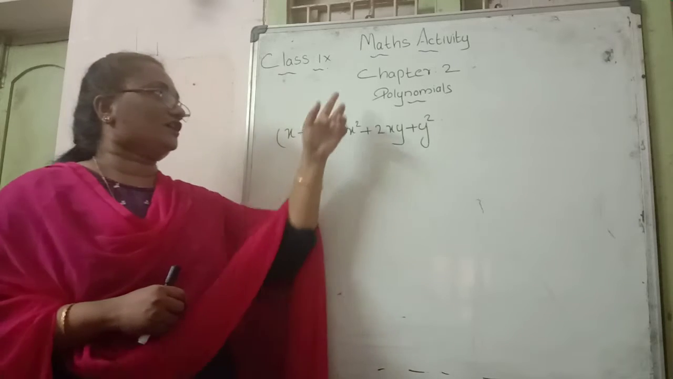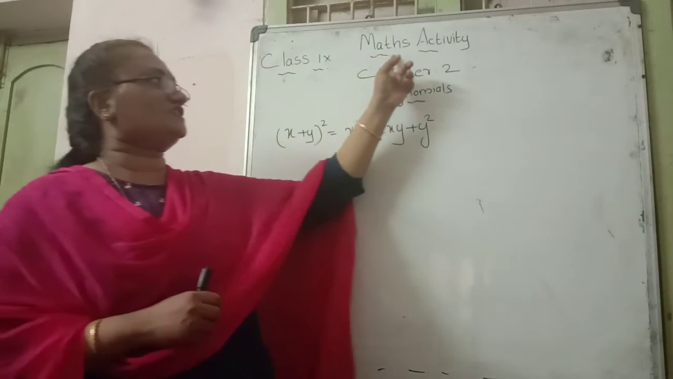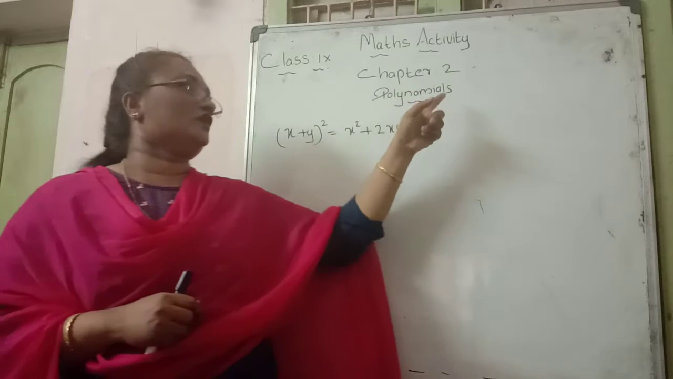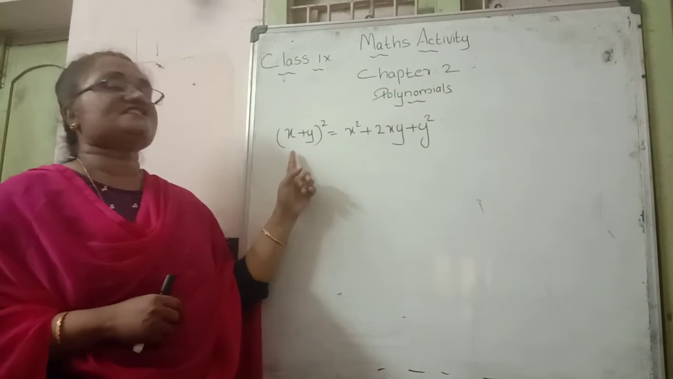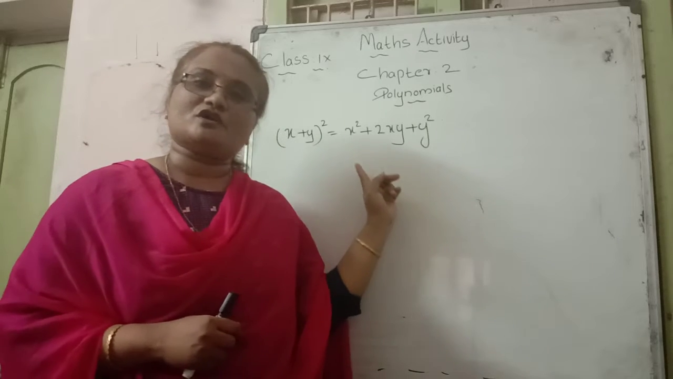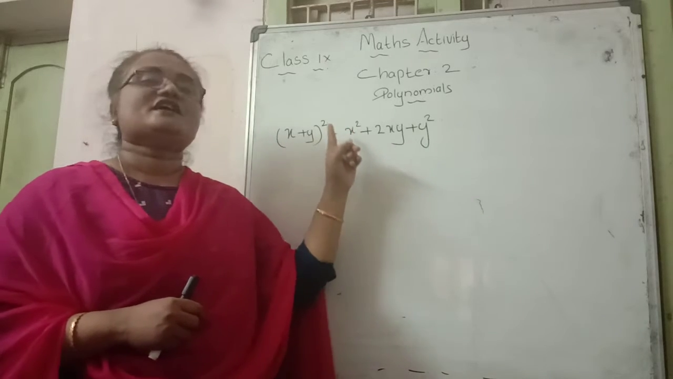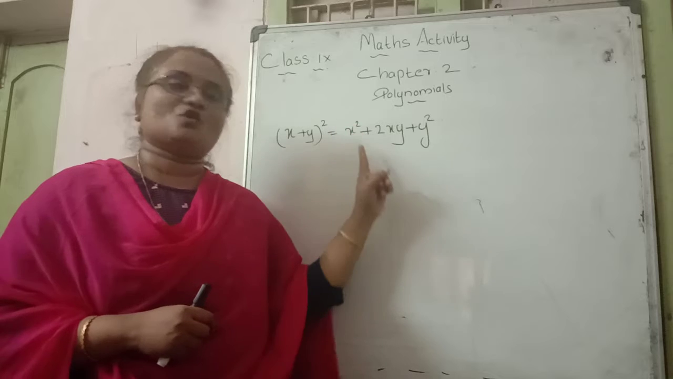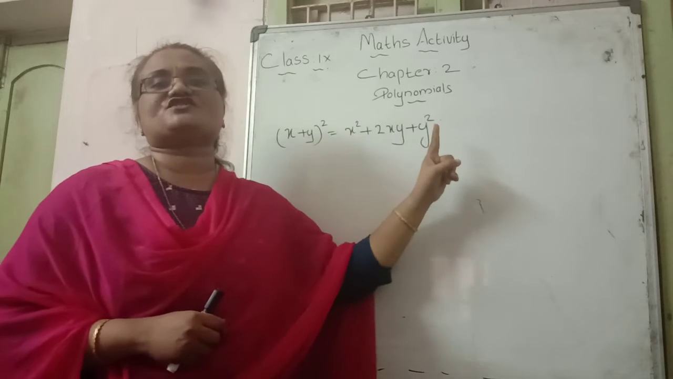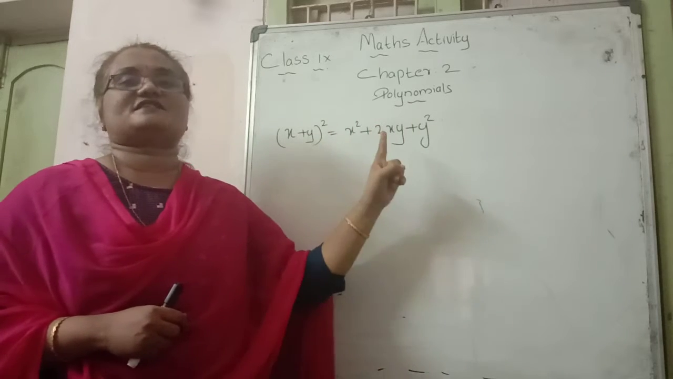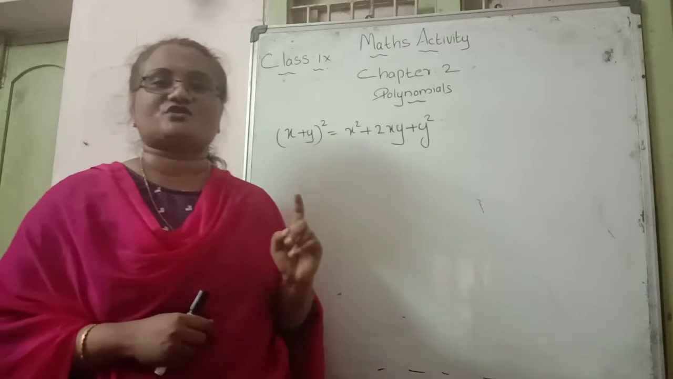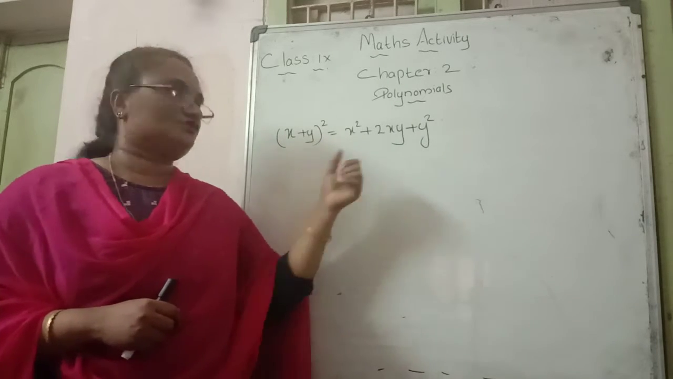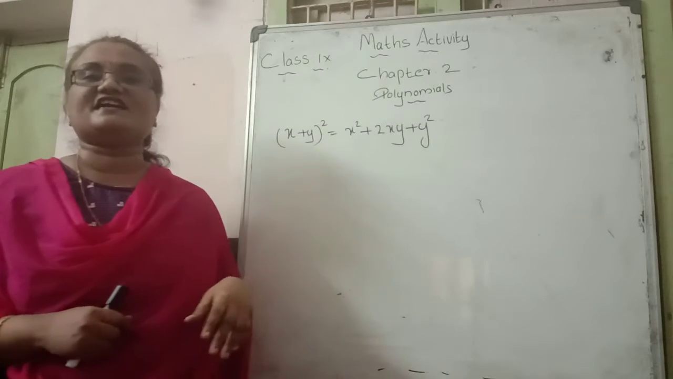Students, now we are going to perform one activity. Chapter 2, polynomials chapter, algebraic identities. (x + y) the whole square is equal to x square plus 2xy plus y square. How do we get this answer? How do we expand (x + y) the whole square? Today we are going to perform that activity.